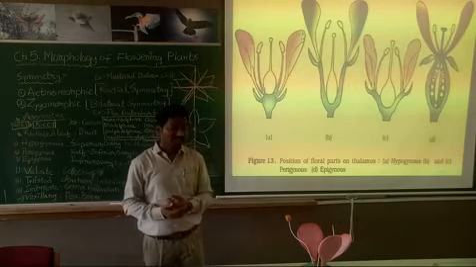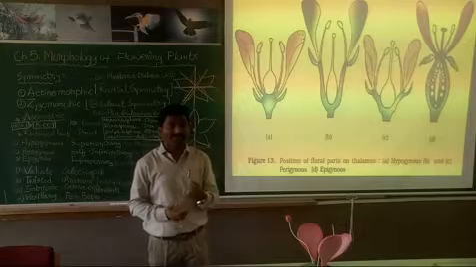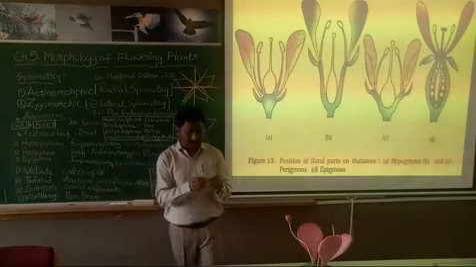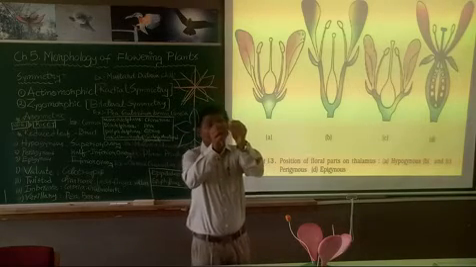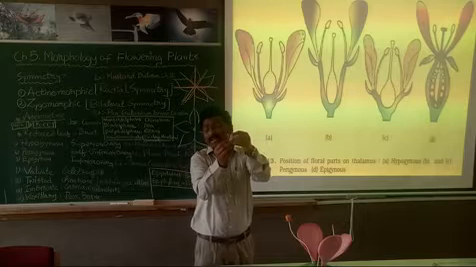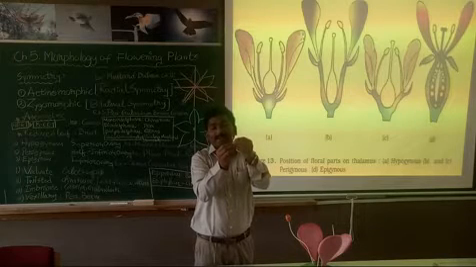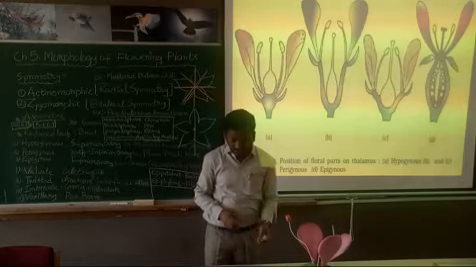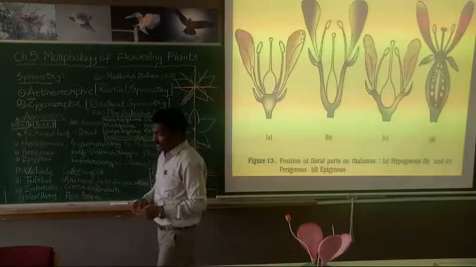So bract is a modified leaf in a plant. If the bracts are present, that nature is called bractate. They are very tiny structures. Here you can see a bract example. You can see even in hibiscus. In the hibiscus flower also you can see bracts. If the bracts are absent, then the nature is called ebractate. Understood?